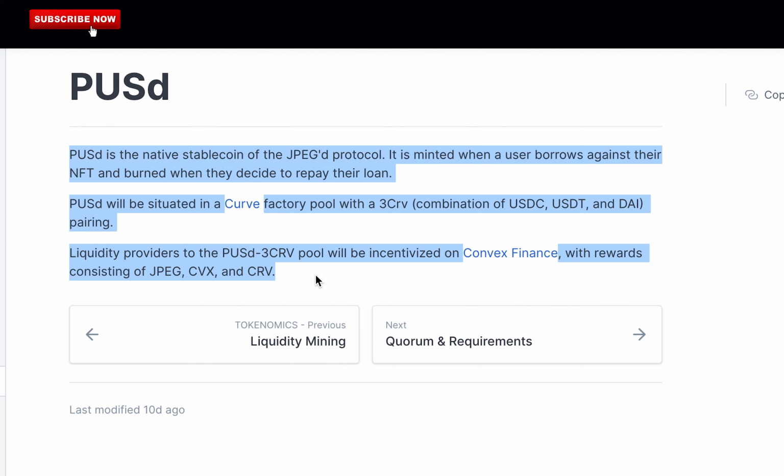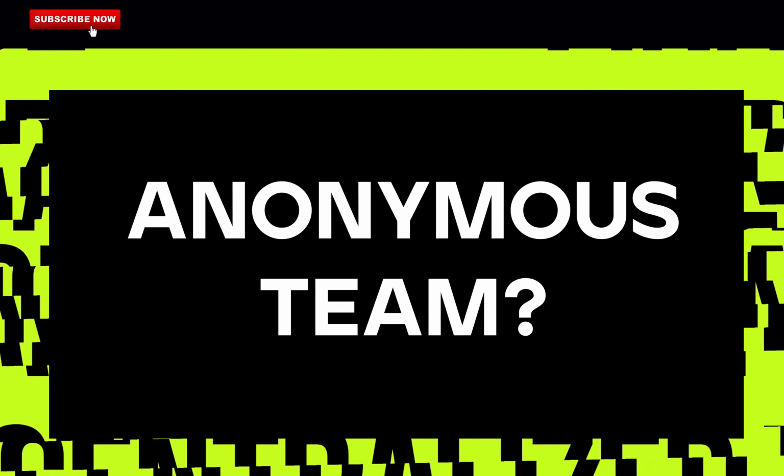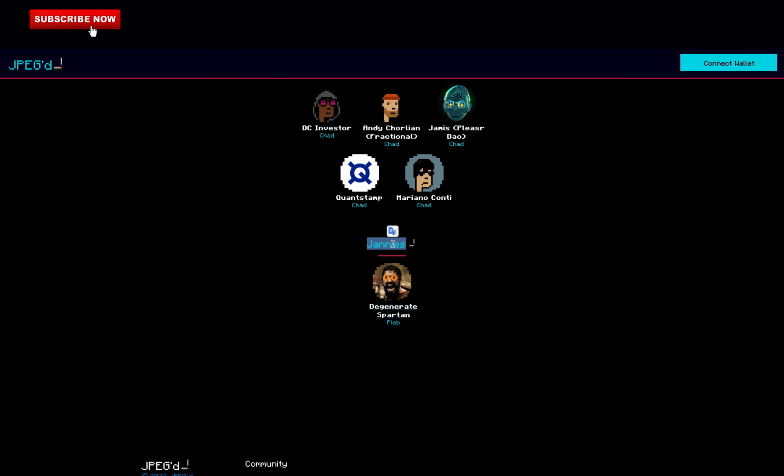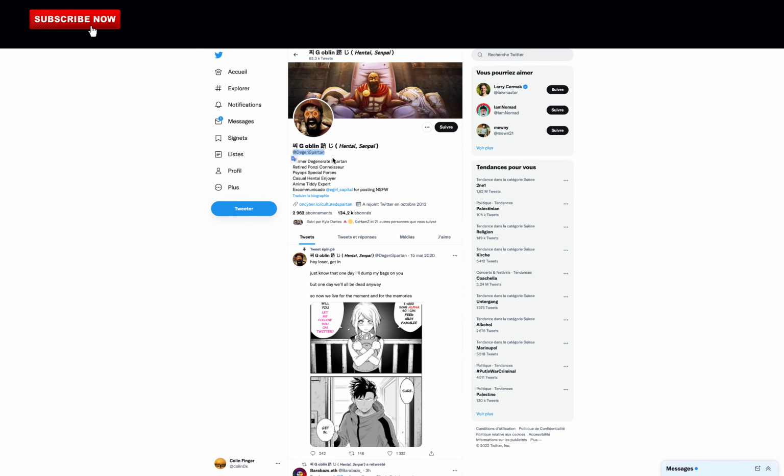PUSd will be situated in a Curve factory pool with a 3CRV combination of USDC, USDT, and DAI pairing. Liquidity providers to the PUSd 3CRV pool will be incentivized on Convex Finance with rewards consisting of JPEG, CVX, and CRV. Is the team anonymous? Here's the janitor of JPEG'd. He's anonymous. You can find him on Twitter. He's quite known on there. So we don't know who's behind JPEG'd, and they are not KYC. I don't give any points here.